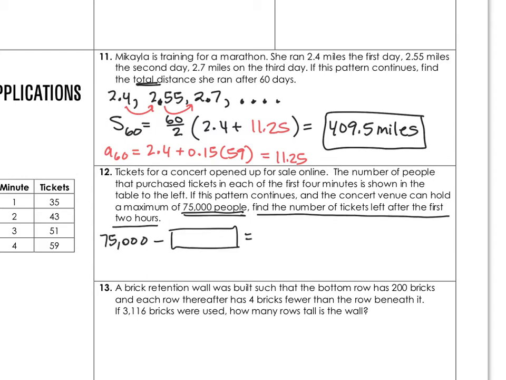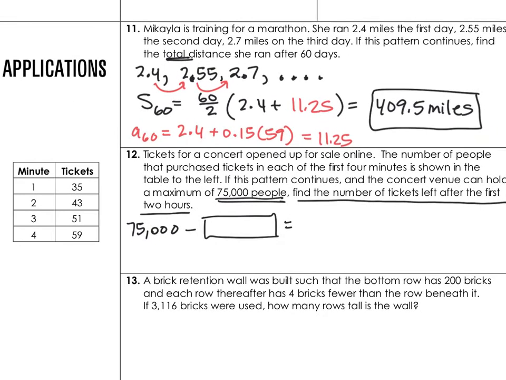So let's see. They have, oh, it's this thing here. So in the first minute they sold 35. And then every minute more they're selling more. Looks like they are adding 8 each time, right? So our common difference is 8. Okay, so I need the sum of the first, let's see, 2 hours would be 120 minutes. So that would be 120 divided by 2 of first term plus the last term.